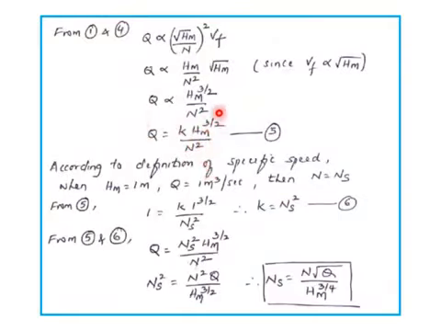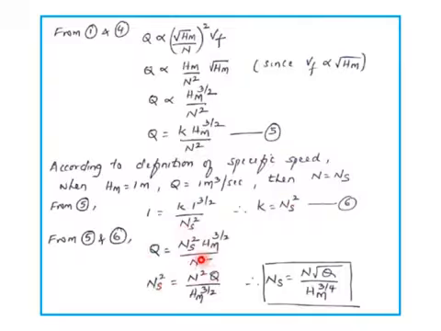Now you can make use of the definition of specific speed. When it is working against a head of 1 meter, it will deliver 1 meter cube per second. So the corresponding speed becomes the specific speed. Therefore you can substitute Q equal to 1, N as Ns, and H as 1, so you will get K as Ns squared. So substitute K here and get this equation.